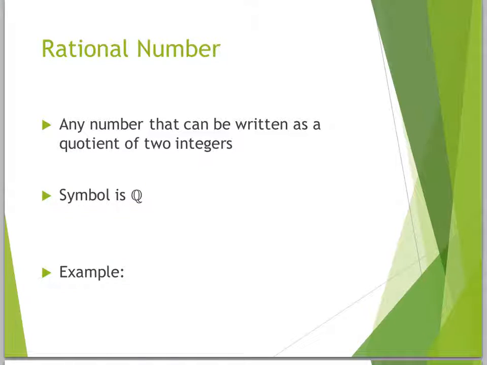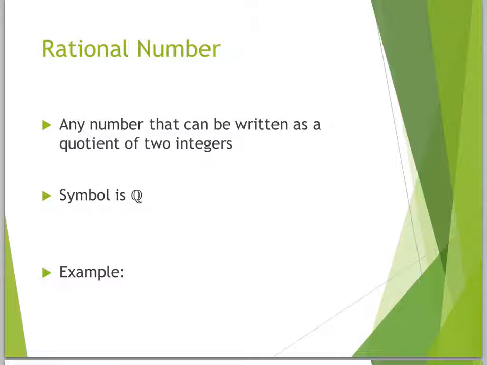Any number that can be written as a quotient of two integers, so definition here, rational numbers. In other words, anything that I can write as a fraction. Quotient, right, means division. The symbol is the letter Q, capital Q for rational numbers. Kind of like Q for quotient, I think, is the idea there.